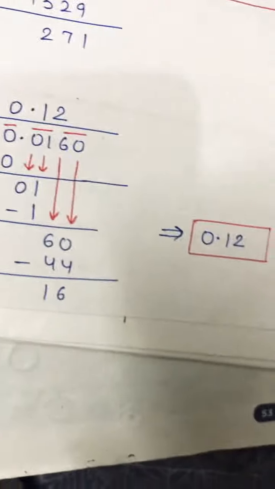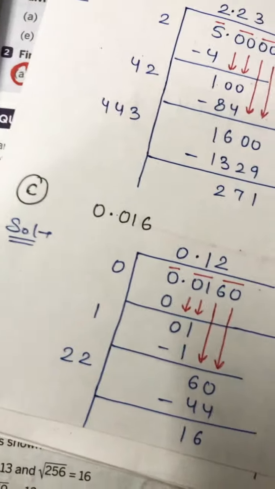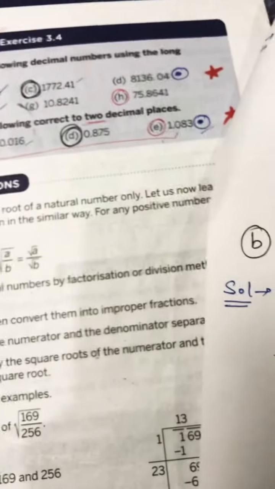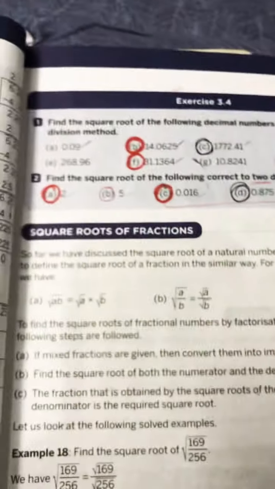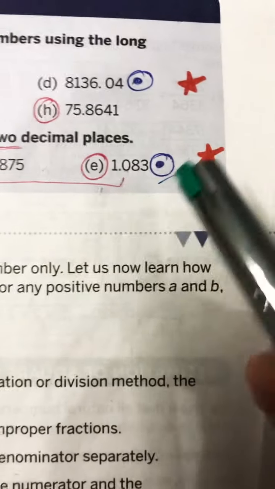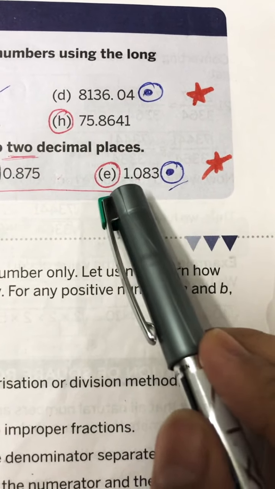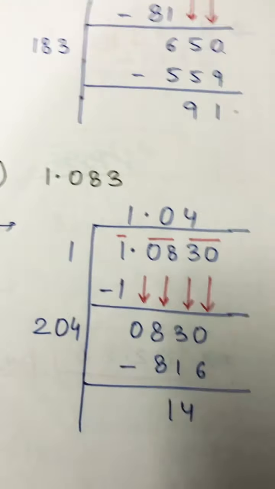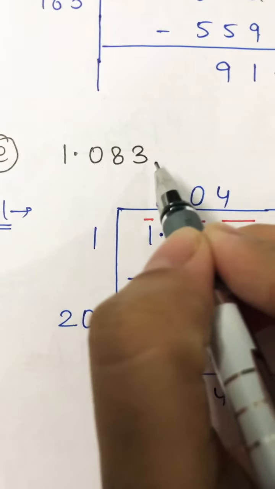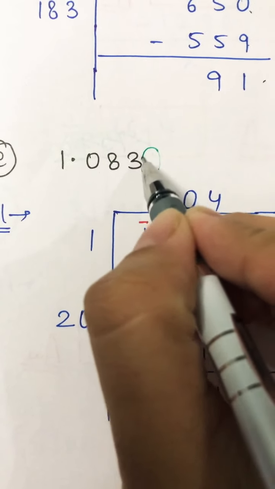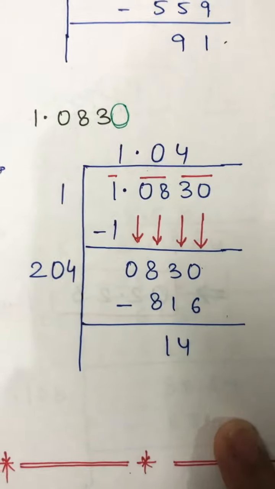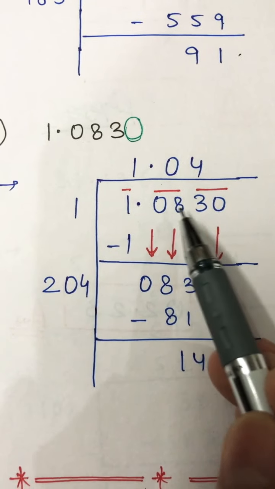Got it? Now 3 parts I have done. I am doing one more part, and only one part will be left. That is your homework. Now the last part I am doing is 1.083. After the decimal, how many digits are there? 3. So you have to place one more digit. Right here, 1.0830.